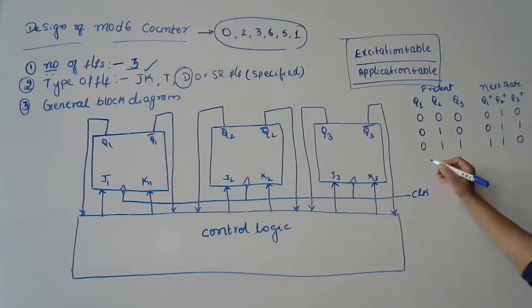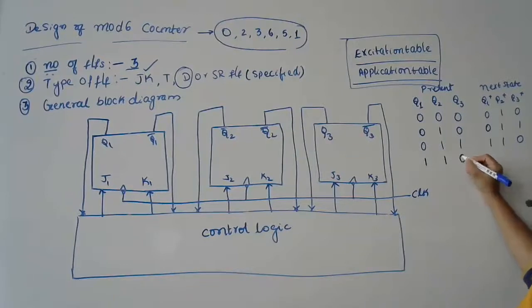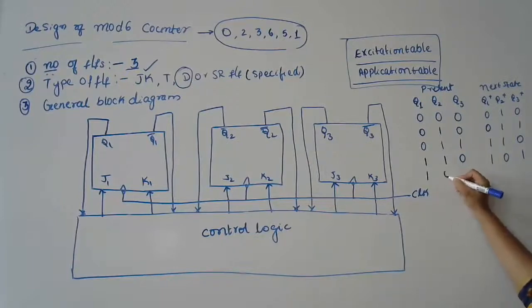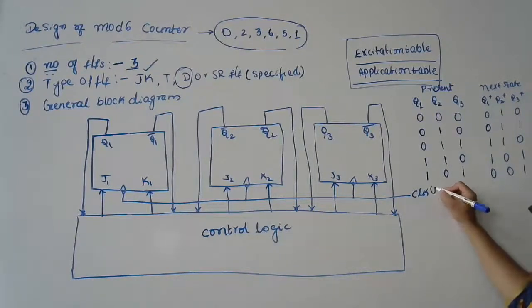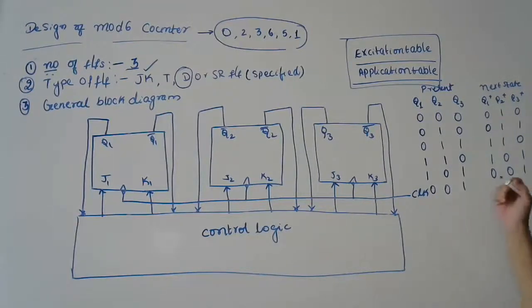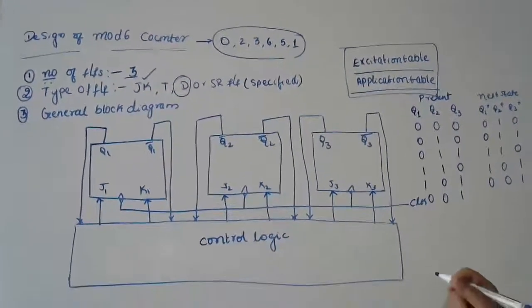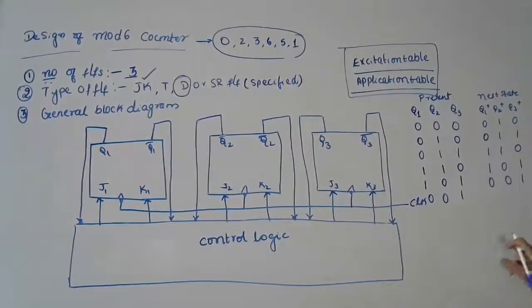If 1, 1, 0 is my present state, what should be the next state? 1, 0, 1, that is 5. If 5 is my present state, what should be my next state? 0, 0, 1, that is 1 is the next state. If 0, 0, 1 is my present state, then what should be the next state? Tell me, in this particular example, 0, 0, 1 is the present state. What will be the next state?